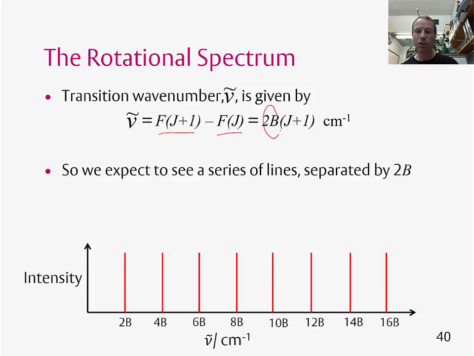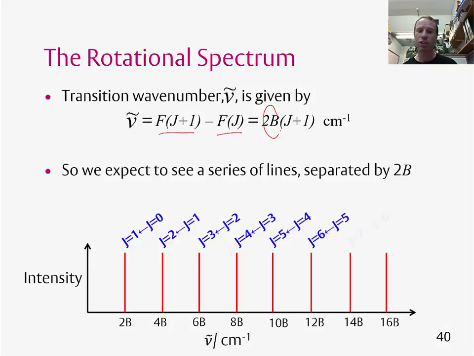So the spectrum is going to look something like this. The first peak is the transition J equals 0 to J equals 1, second peak J equals 1 to J equals 2, and so on. Putting the labels on these peaks is known as assignment. So here we've assigned all the peaks in this rotational spectrum.